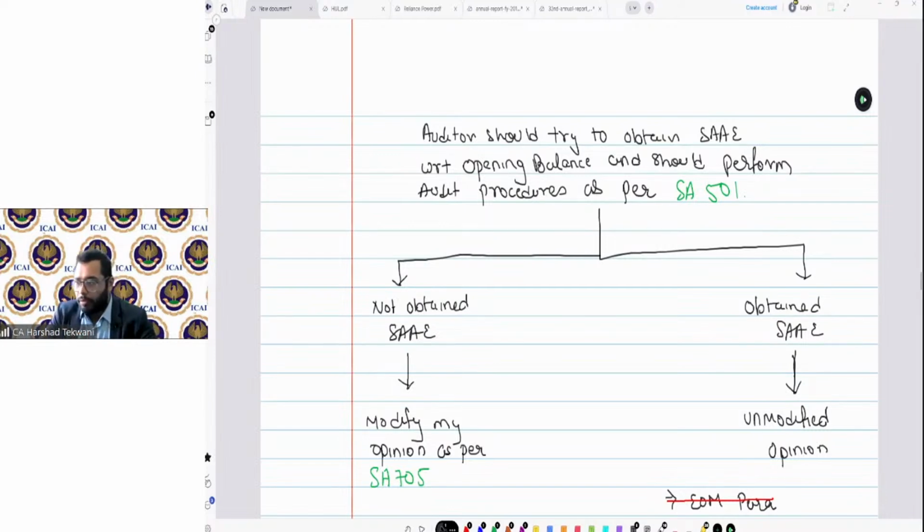So, what we were discussing till now was with respect to the opinion. We were discussing the impact on opinion, how my corresponding figures can impact my opinion. These were the corresponding figures that we were talking about, wherein we were discussing the details of how corresponding figures can actually impact the form and content of the audit report.